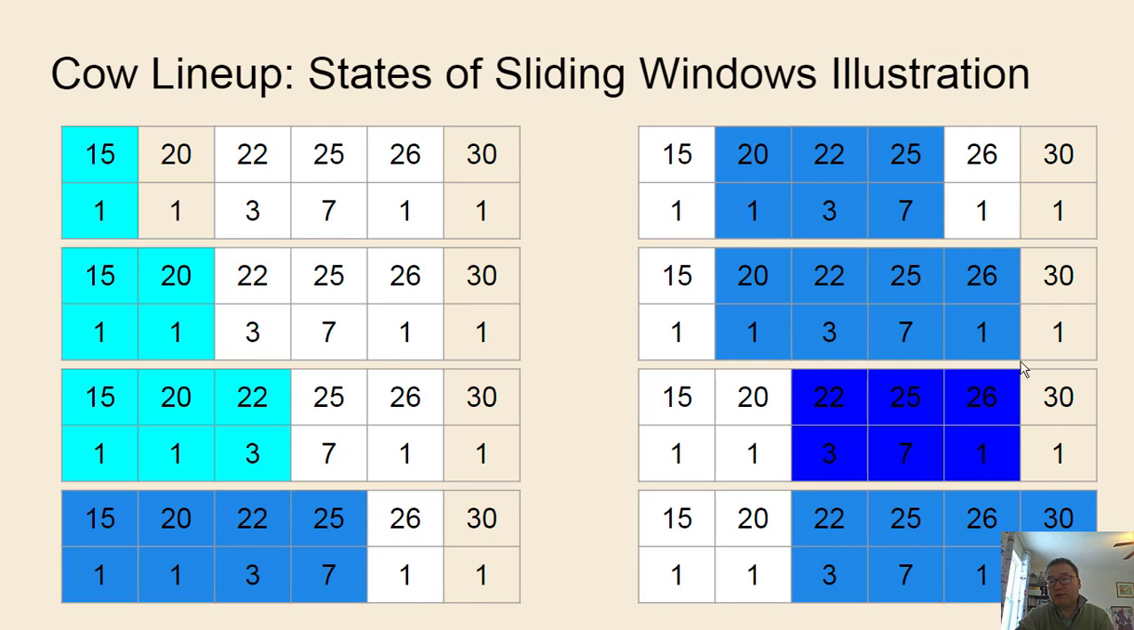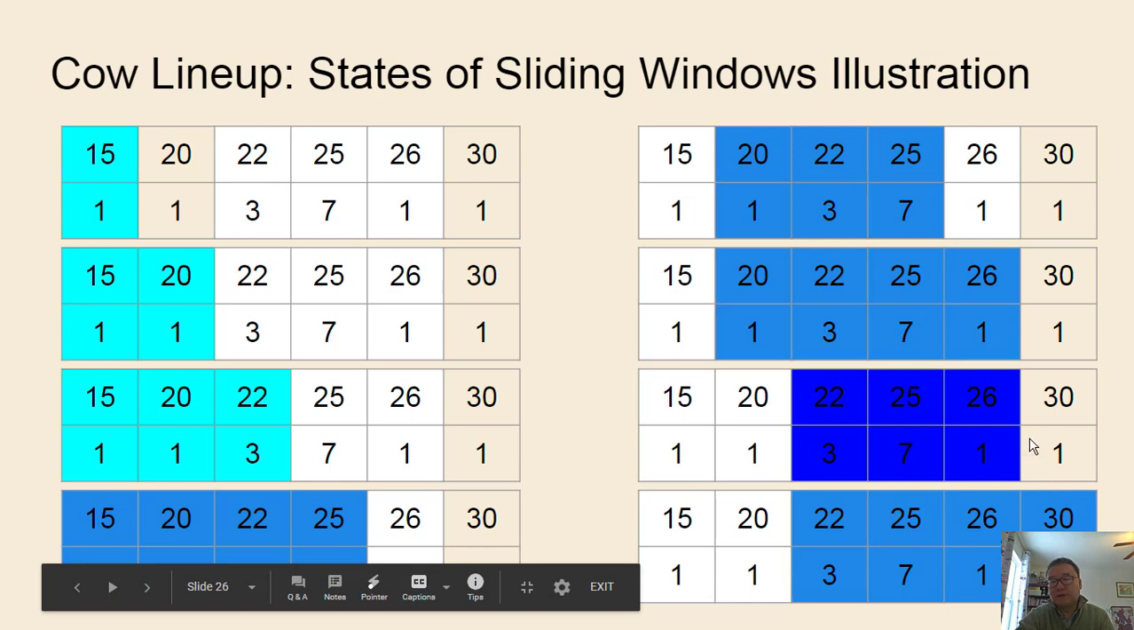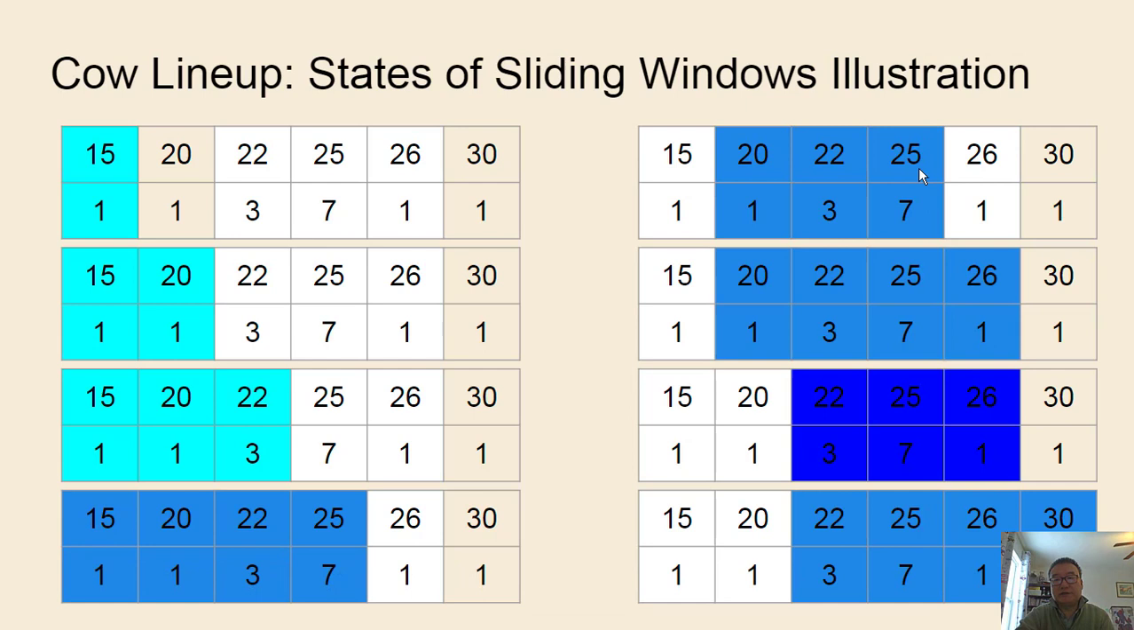And after that, we'll extend the window to the right, and then we reach the end. It's still good. We will try to shrink the window from the left, but we find out that we cannot, because if we do that, we'll be missing cows of breed 3. So that's how the sliding window is going to slide through this array.